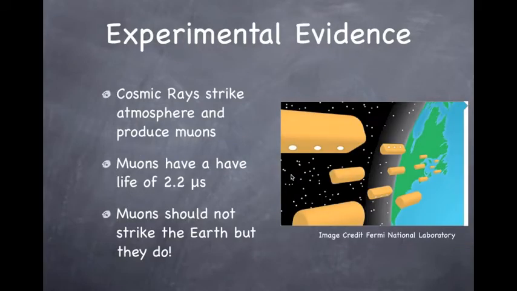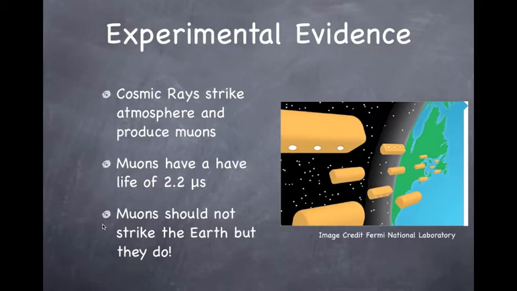There is experimental evidence for this as well, and one of those is that cosmic rays, which are from the sun, strike the atmosphere and produce what's called a muon. Now, these muons have very, very short lifespans, 2.2 microseconds. So whenever it hits here, it makes a muon. 2.2 microseconds later, that muon is gone. But for some reason, we still have muons that strike the surface of the Earth.